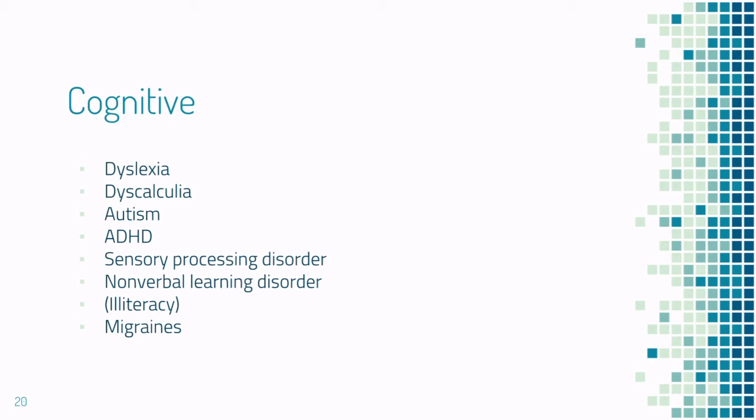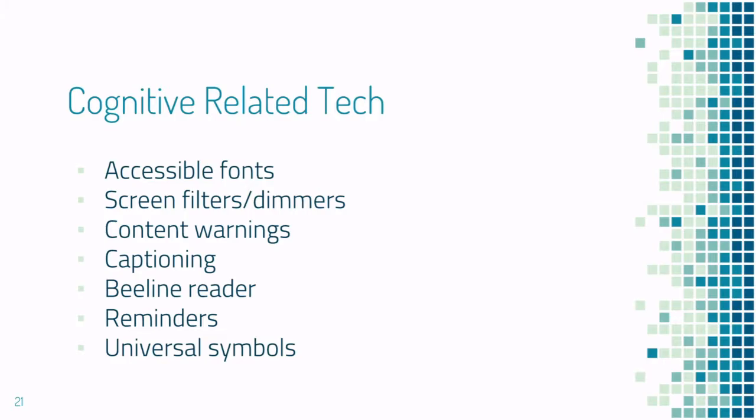A lot of people with autism and ADHD also have sensory processing disorder. That's a component of the diagnostic criteria, and people with migraines often behave in a way similar to those with sensory processing disorder. So there are a whole bunch of related tech for that, and that's pretty cool.